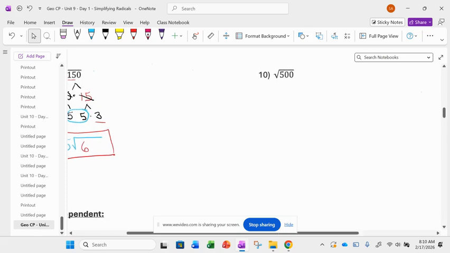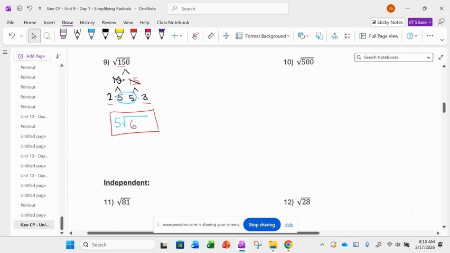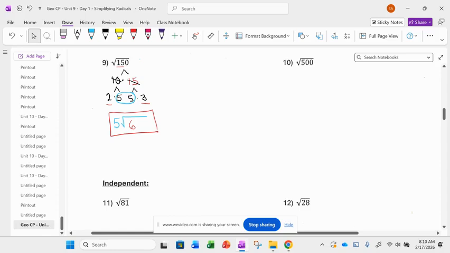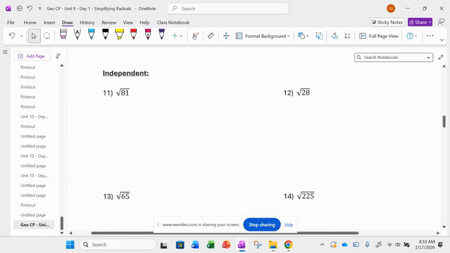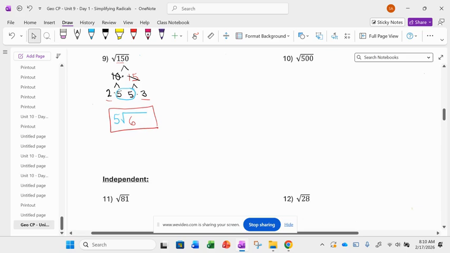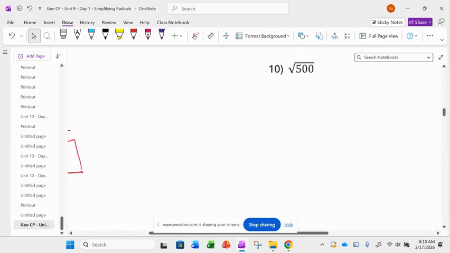All right, you guys do 10 by yourself. Actually, I'm sorry, I want to do 10 with you. There was something I want to show you. So for 500, I know it ends in a 0. So what would work for it? 10 and 50, right? But is there a better number than 10, a bigger number than 10 that goes into 500?